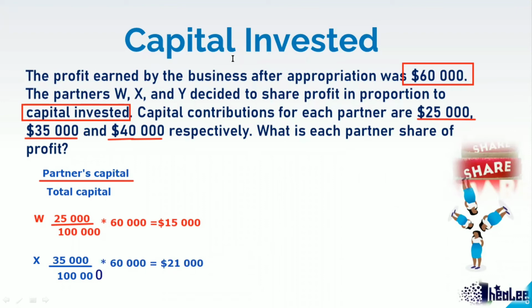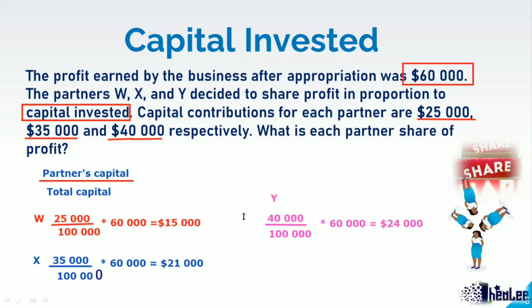And we're going to look at the final one, which is Y. So we're calculating the profit that Y would get out of that 60,000. Y's capital contributed is $40,000. We're going to divide that by the total capital of 100,000, and then we multiply by the profit of 60,000 to know what this partner would get. And based on calculation, the partner would get $24,000 as profit. And this partner that we have done the calculation for is partner Y.